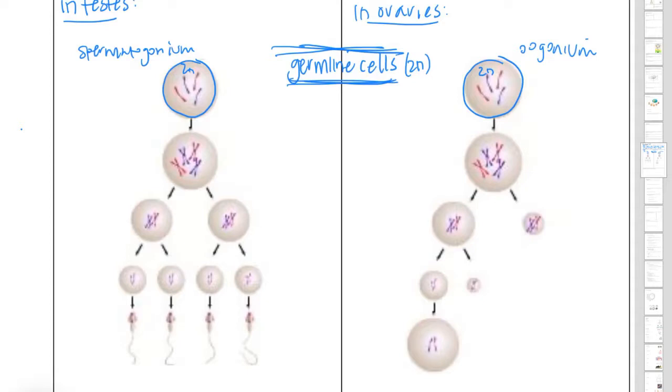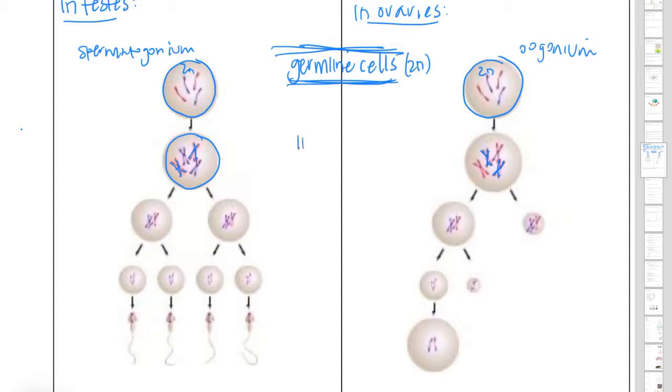Now, this diagram has been simplified or summarized, I guess you should say. And so the individual steps of dividing the genetic material and the nuclei aren't shown. All we've shown are sort of the major steps. So let's see if we can go through what's happening.